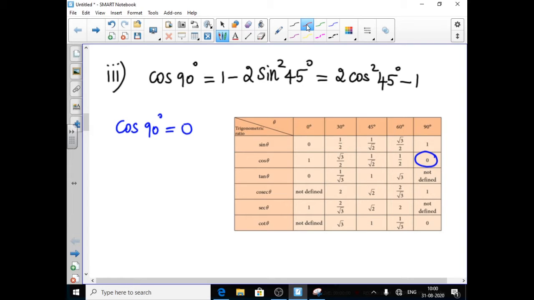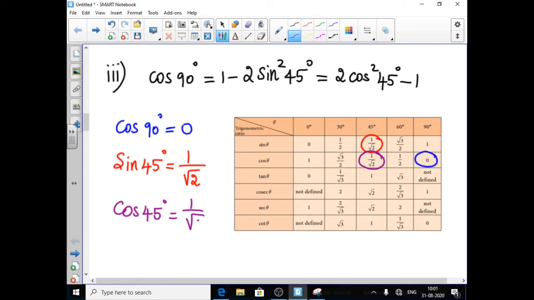So sine 45 degree we need. Sine 45 degree is equal to 1 by root 2. Okay. Then next one, cos 45 degree. So cos 45 degree is also 1 by root 2.